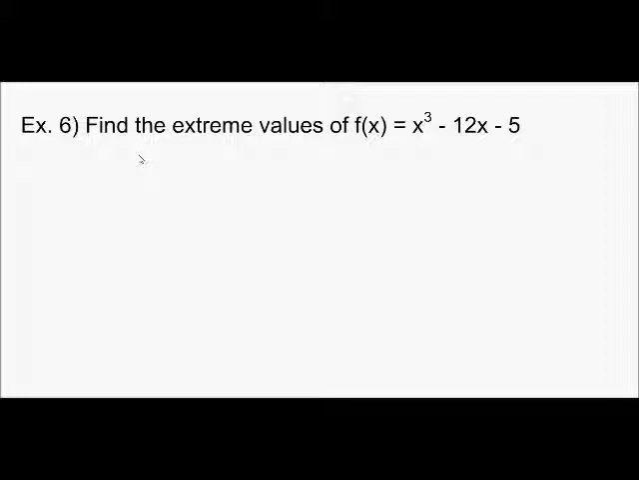Example 6. Find the extreme values of f of x equals x cubed minus 12x minus 5. We're going to use the second derivative test, so the first thing that we need to do is find the second derivative. Okay, so f prime of x is 3x squared minus 12. F double prime of x is 6x.